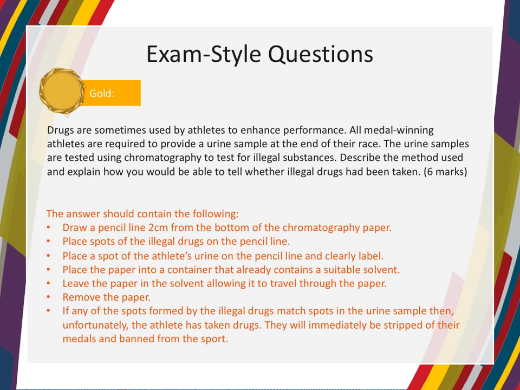And here's your answer. So describing the method, so what you were working on earlier in the lesson by watching that video and coming up with a method. And then the important thing at the end is this point. If any of the spots formed by the illegal drugs match spots in the urine sample, then unfortunately the athlete has taken drugs. They will be immediately stripped of their medals and banned from the sport. So in chromatography, we have to compare the RF values that we get with known substances. So there would be a list of illegal drugs and all of their RF values because they're unique for every compound, and you'd have to compare it against that list.